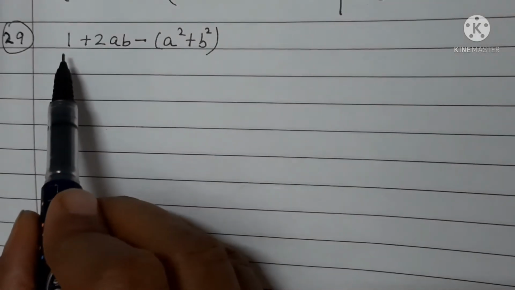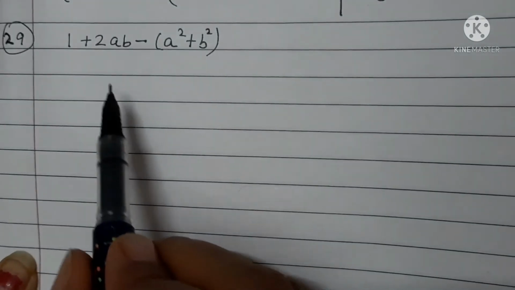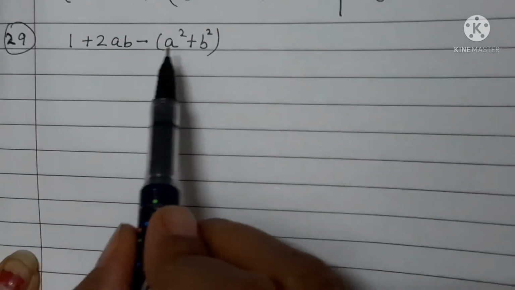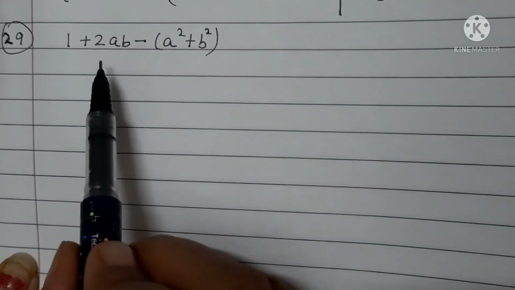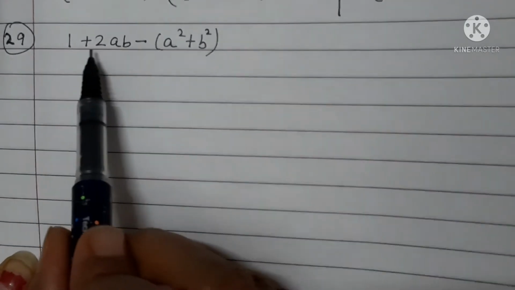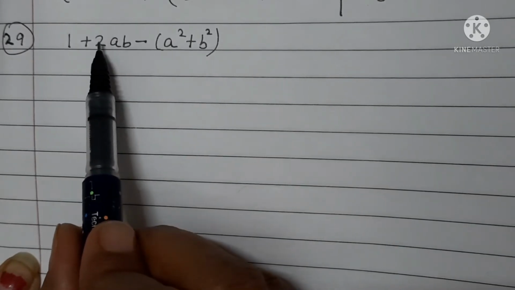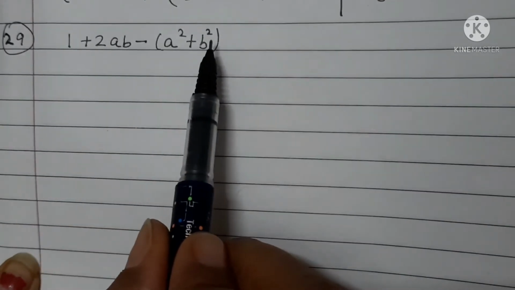Let's see question number 29. 1 plus 2ab minus a square plus b square. Here what to do? See these three terms, a square plus b square, and here combine 2ab. It means you can make a whole square using these three terms.